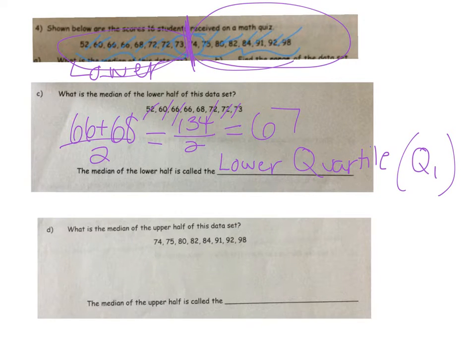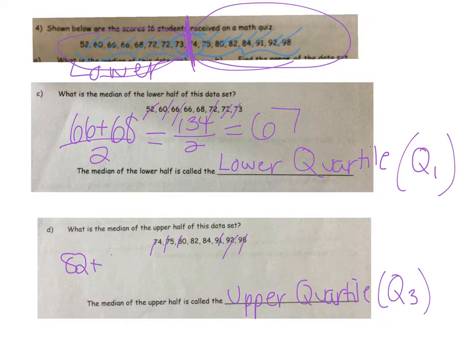Now if I do the same thing with the upper half of this data set, that's what's called the upper quartile, or Q3. So if I go ahead and find what that actual value is, I have 82 plus 84 divided by 2 to find my median. When I add 82 and 84, I get 166. Divided by 2 gives me 83.